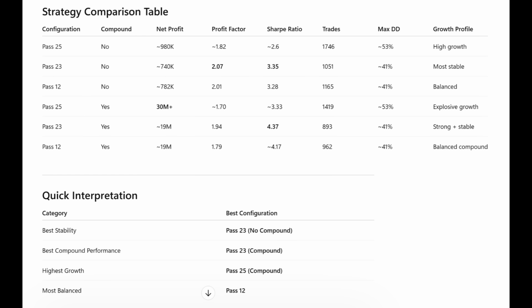So ultimately, the choice depends on the objective. If the goal is maximum growth, Pass 25 may be preferred. If the goal is stability and robustness, Pass 23 appears to be the strongest candidate.